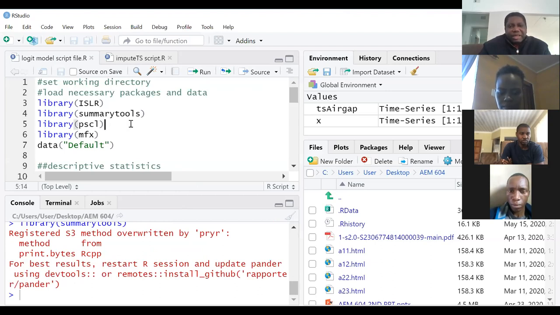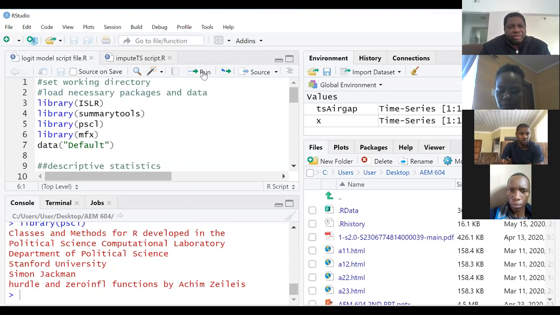Library pscl, we normally use that one to get the R square. That's okay. We have mfx. mfx is used to obtain the marginal analysis. So run.